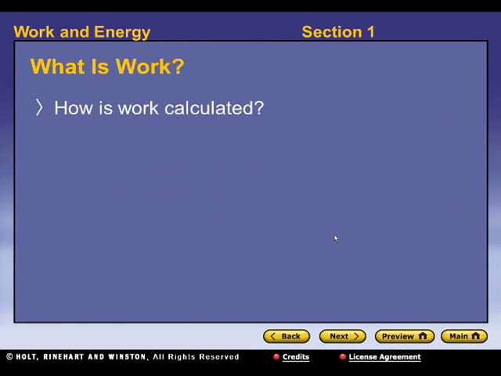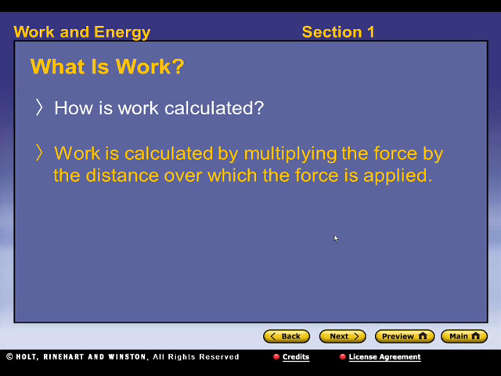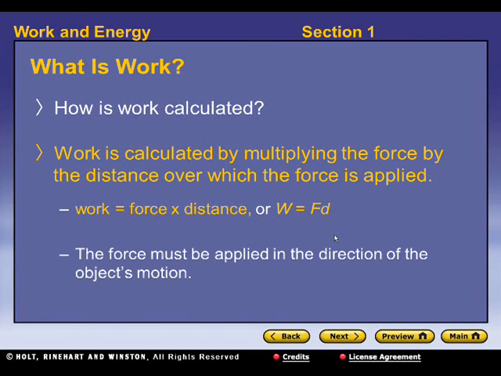So, what is work, and how is work calculated? Work is calculated by multiplying the force on the object by the distance over which the force is applied. So work is force times distance. The basic definition of work is the force that you apply to an object times the distance that object moves. It's basically putting energy into the object, and as you're doing so, you're moving the object, giving it energy to move.